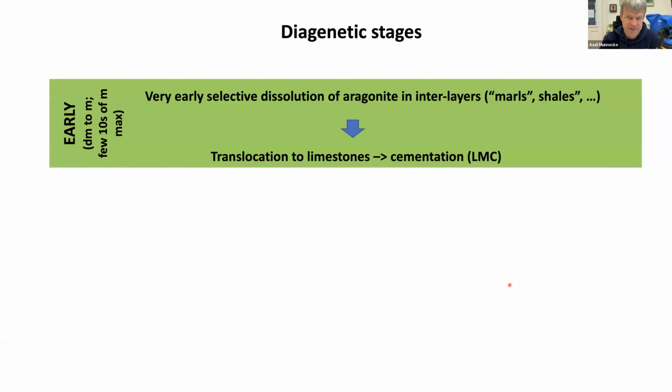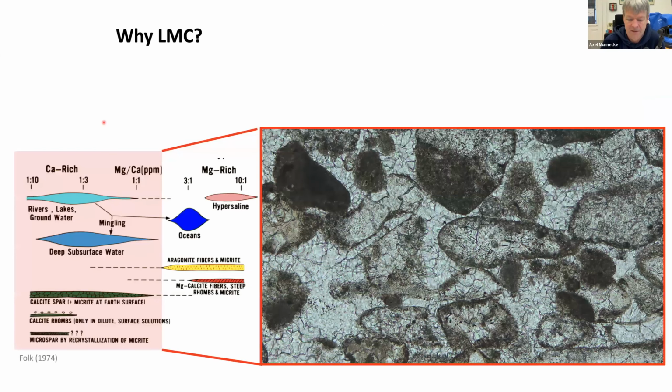What are the diagenetic stages then? We have a very early selective dissolution of aragonite in specific layers called marls or shales, or however you want to call it. And this dissolved aragonite is cementing the limestones completely or partly. That can be debated. And this is something that happens probably in the very few meters, few tens of meters maximum. I will come to this point later. So very early. And why is it low magnesium calcite?